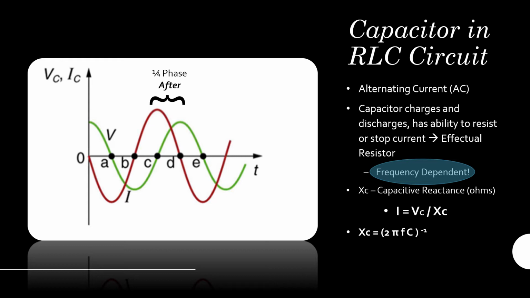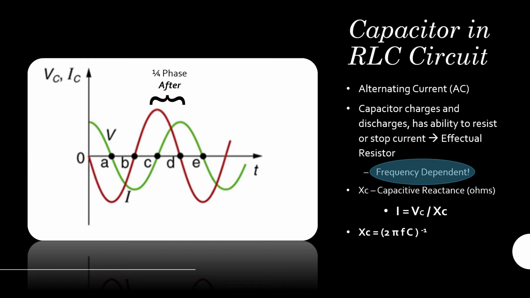However, on the capacitor, the voltage is changing 1/4 of a phase after the current changes, whereas the inductor was changing 1/4 of a phase before the current. And just like with the inductor, we have a value here that we call the capacitive reactance. It's the X of C that you see there on the right side.